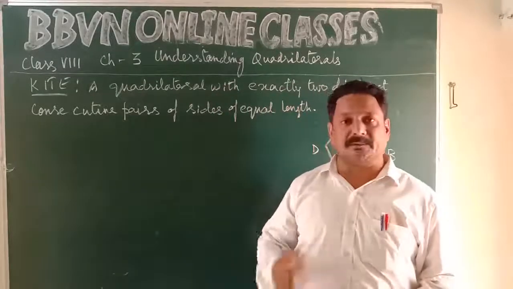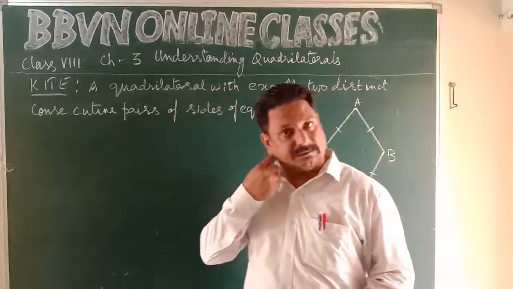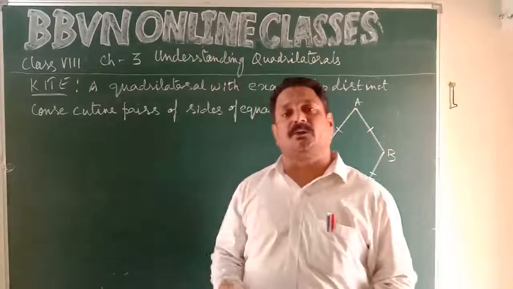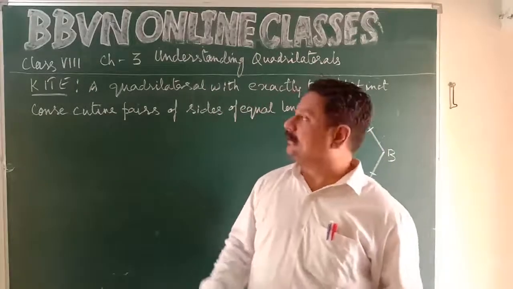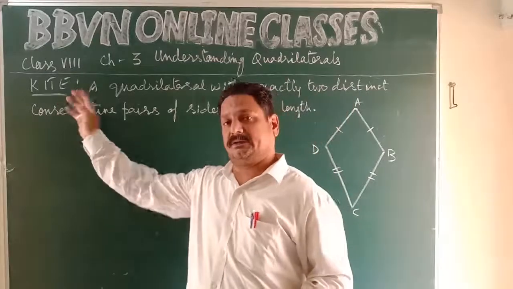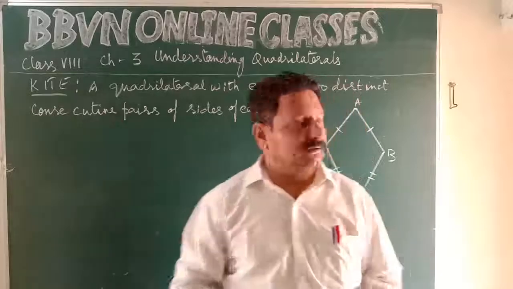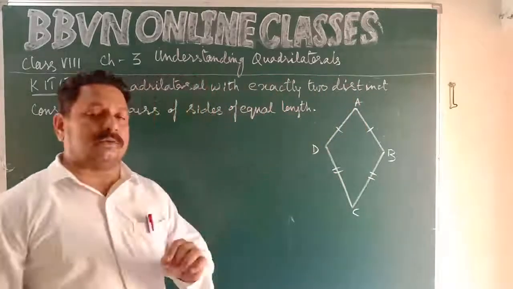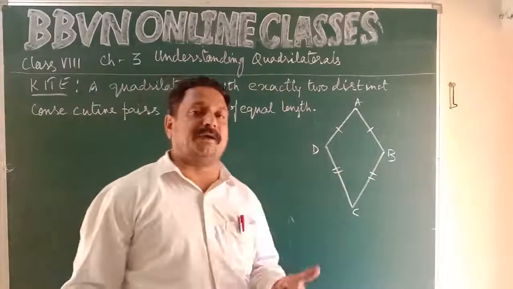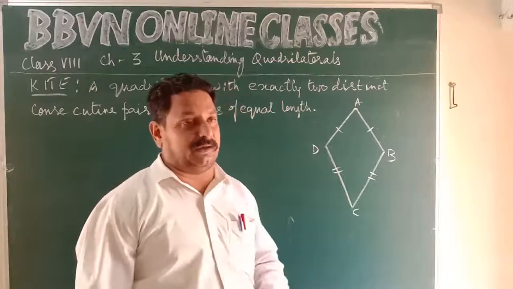So we were in chapter number 3, understanding quadrilaterals. Today we will discuss a few quadrilaterals and their properties. Okay, kite. It's a quadrilateral such that it has exactly two distinct consecutive pairs of sides of equal length.